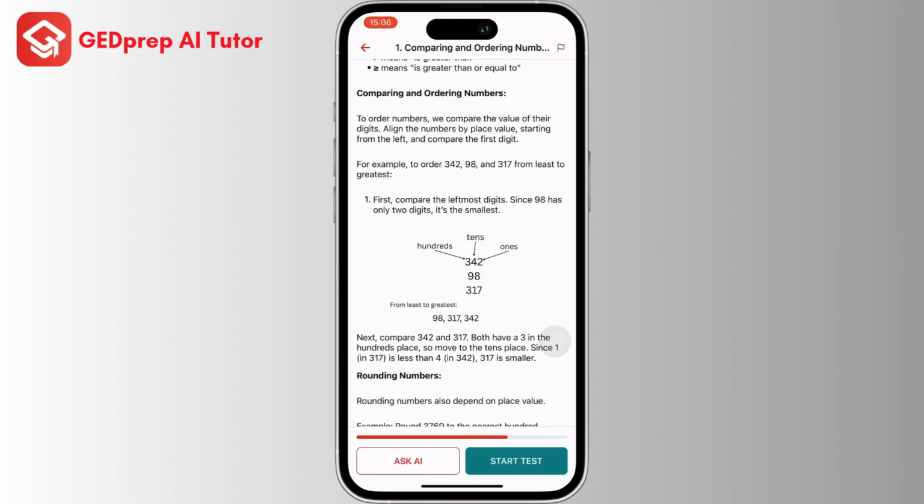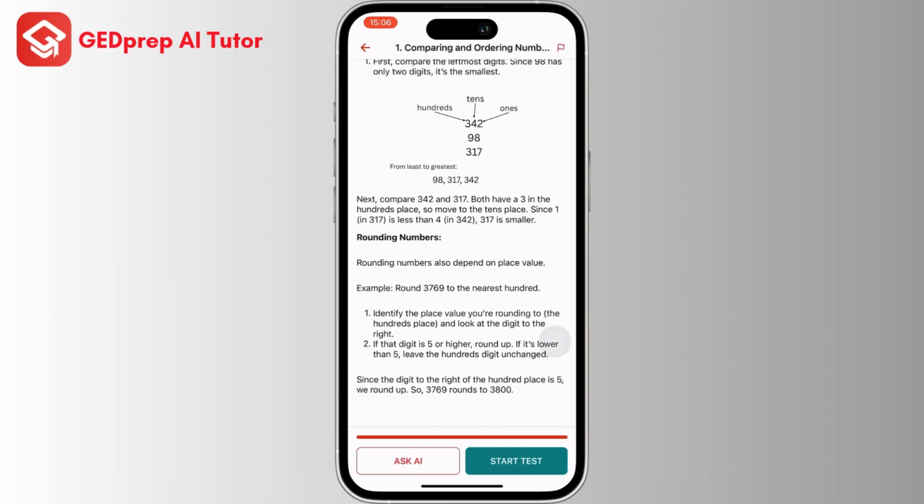Let's move on to rounding. Rounding helps us work with simpler numbers, especially when estimating or simplifying calculations. To round, we look at the digit in the place value we're rounding to, and the digit immediately to the right of it. Here's an example. Round the number 3,769 to the nearest hundred. Step 1. The hundreds digit is 7. Step 2. Look at the digit to the right. That's the tens place, which has a 6.